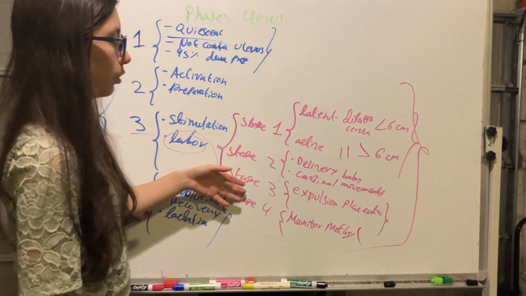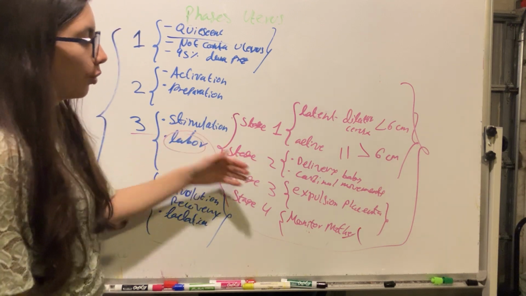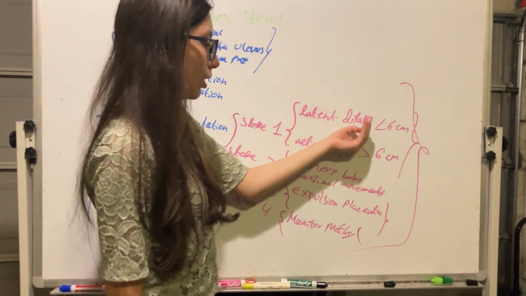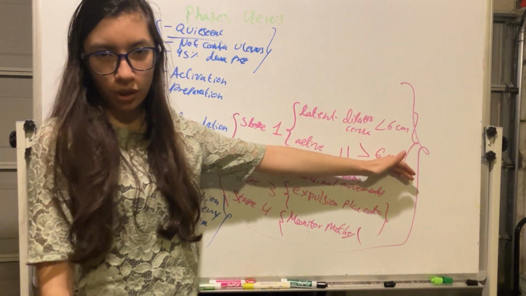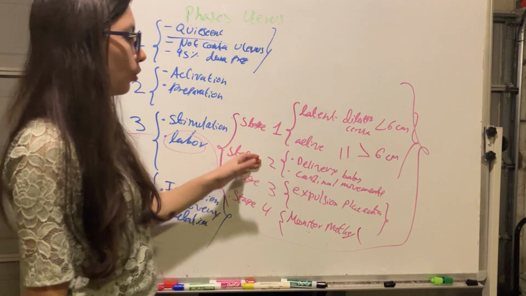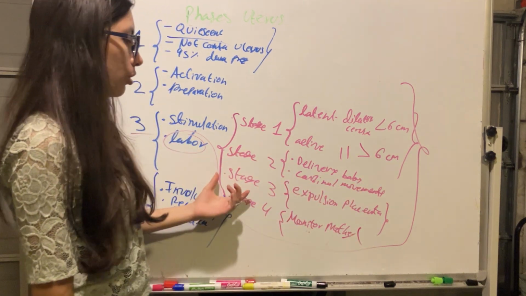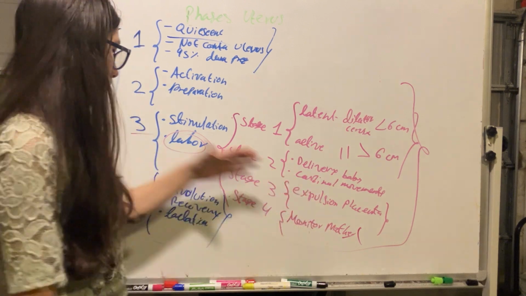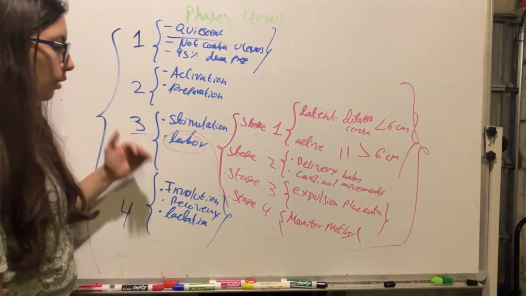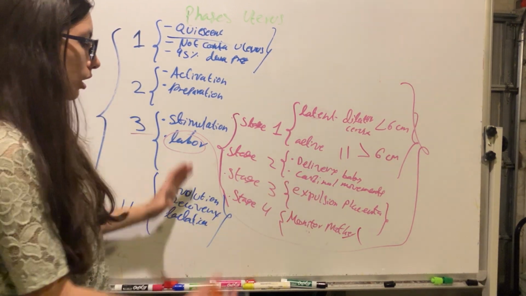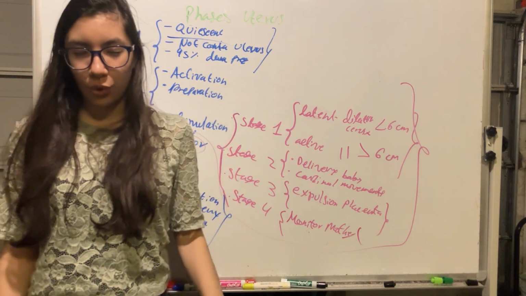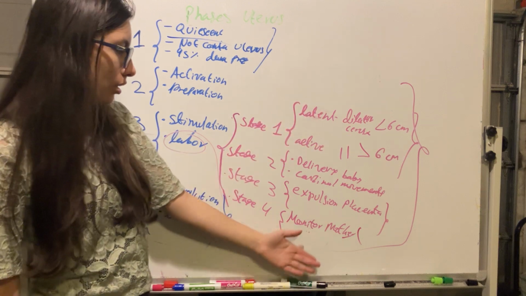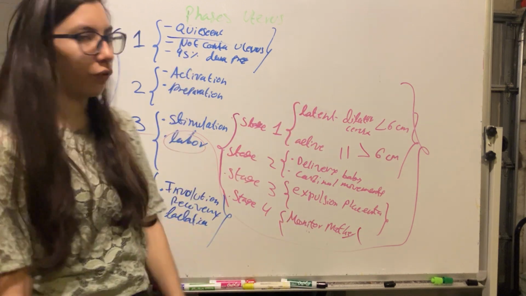Here we have the 3 or 4 stages of labor, which is stage 1, dilatation of the cervix, latent phase less than 6 centimeters, active phase dilatation more than 6 centimeters, stage 2, delivery of the baby, stage 3, expulsion of the placenta, and stage 4, monitoring of the mother. Then phase 4 of the uterus is the involution phase, which is the recovery of the uterus. And in the next video, we're going to see in detail the stages of phase 3 of uterus.